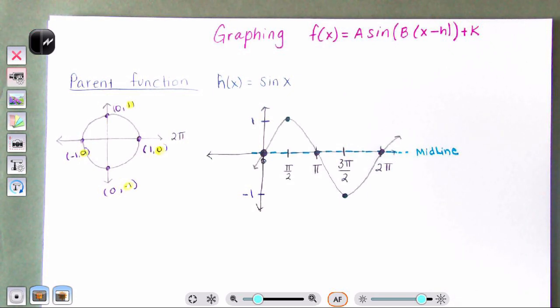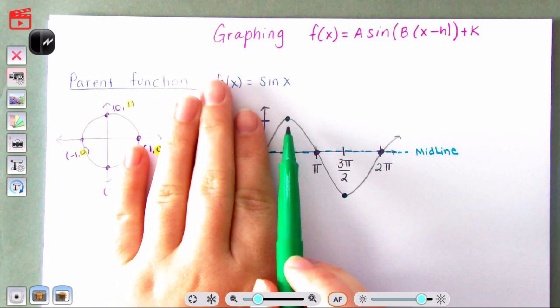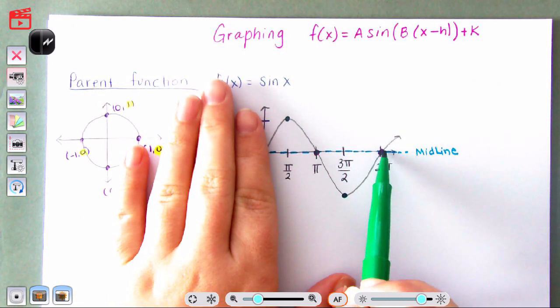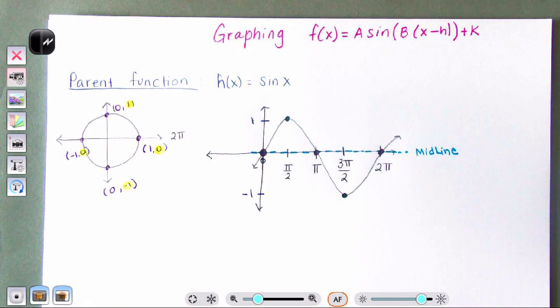So there's technically 4, but technically 5 points that you need. I call this technically 4 because you only need 1, 2, 3, 4, because 2 pi and 0 are the same thing. So you need 4, but technically 5 points. 3 of those points are on the midline. 1 is above, 1 is below.